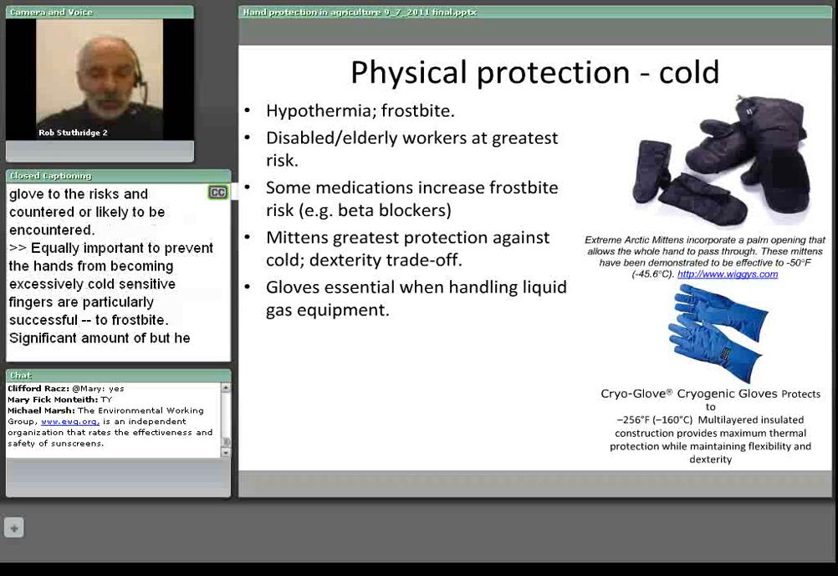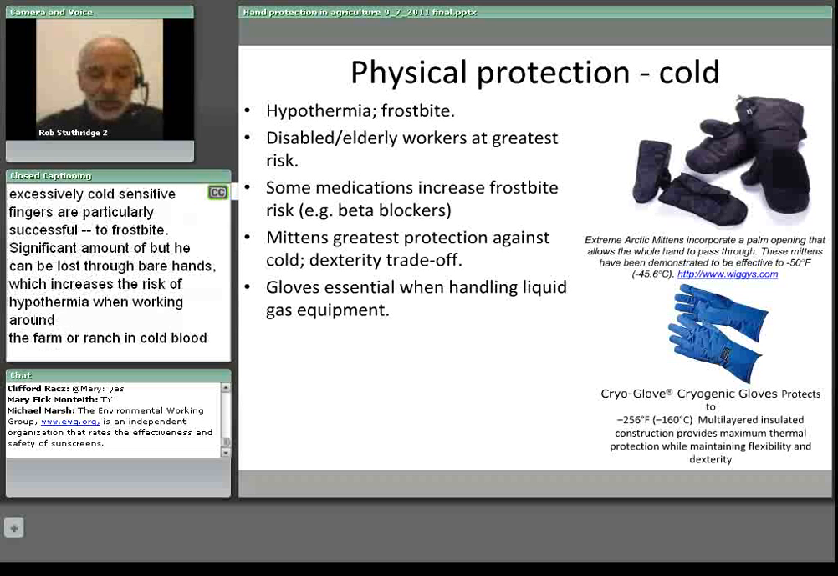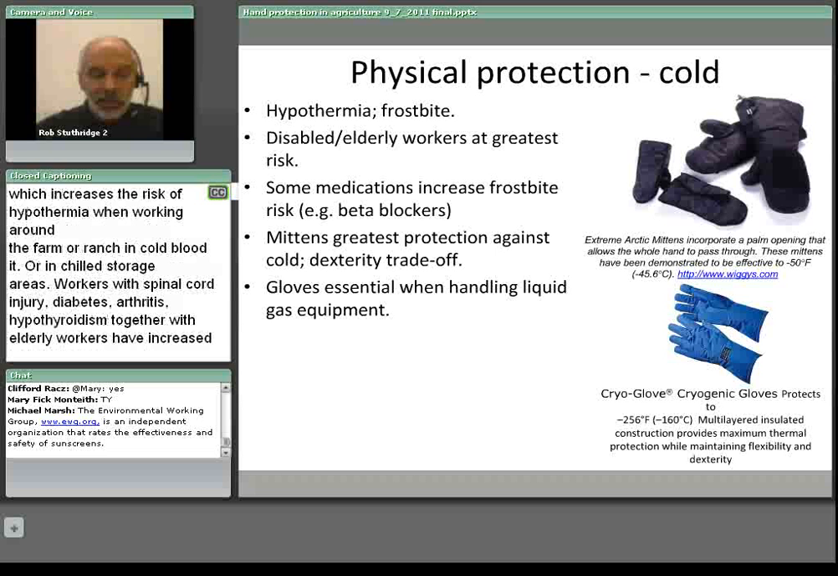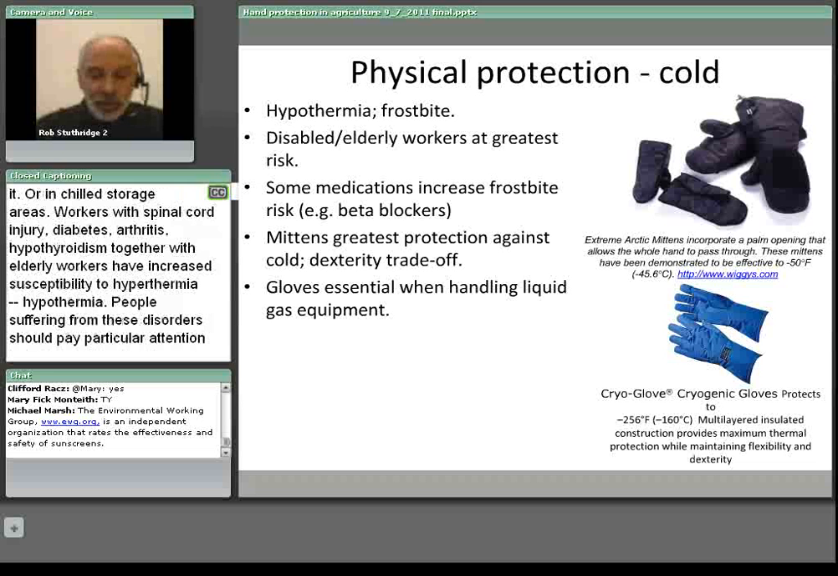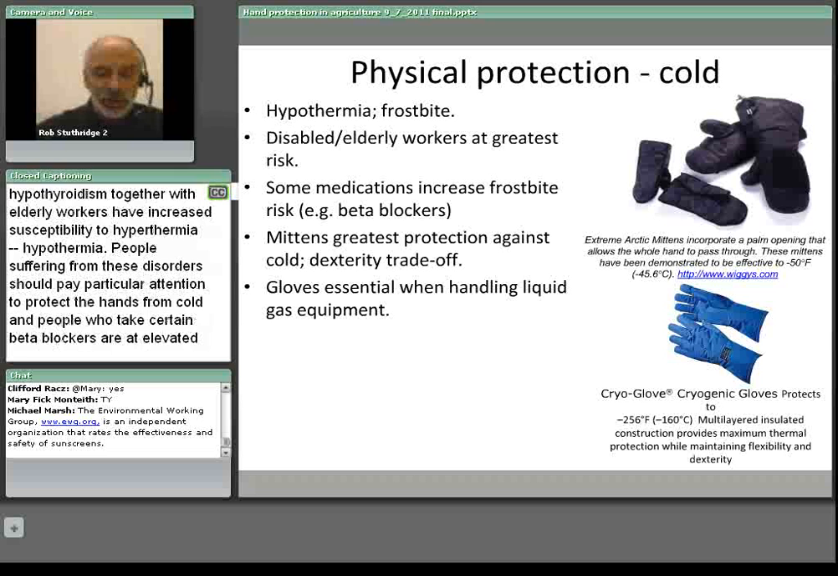Workers with spinal cord injury, diabetes, arthritis, hypothyroidism, etc., together with elderly workers, have increased susceptibility to hypothermia. So people suffering from these kinds of disorders should pay particular attention to protecting the hands from cold. And people who take certain beta blockers are at elevated risk of frostbite, and should consult their physician to establish whether any particular protective measures are required because of their medications.